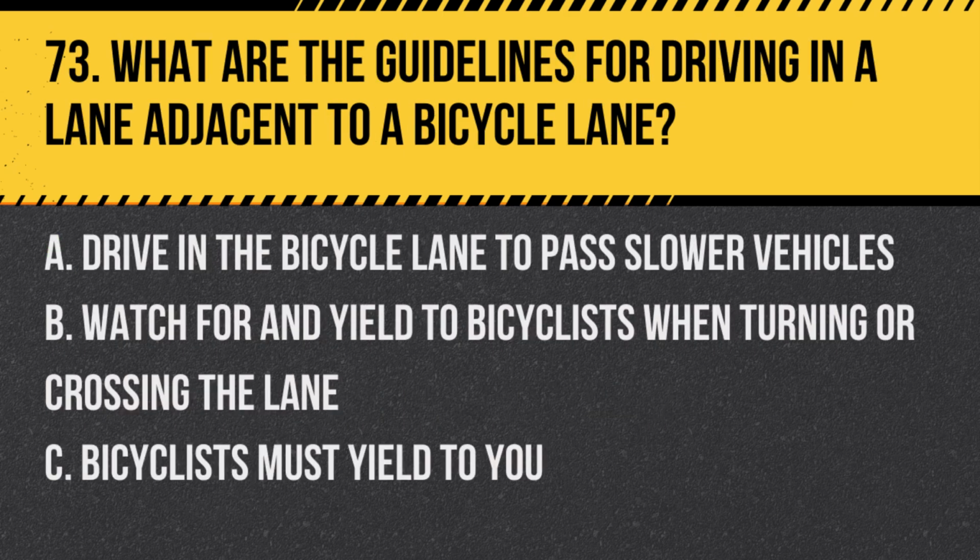Question 73. What are the guidelines for driving in a lane adjacent to a bicycle lane? A. Drive in the bicycle lane to pass slower vehicles. B. Watch for and yield to bicyclists when turning or crossing the lane. C. Bicyclists must yield to you. Answer: B. Watch for and yield to bicyclists when turning or crossing the lane. Be cautious around bicycle lanes.